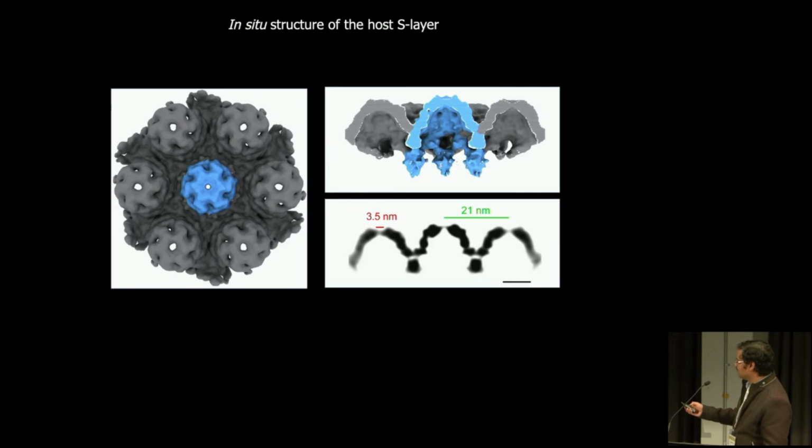So this is a subtomogram average of the host S layer, and you can see that the host S layer looks like an array of dome-like structures. It's C6 symmetric, and there's a pore at the center. The distance between each dome is about 21 nanometers. This is an orthoplane view of this S layer, a side view, and there's about a 3.5 nanometer pore at the top of each of the domes.